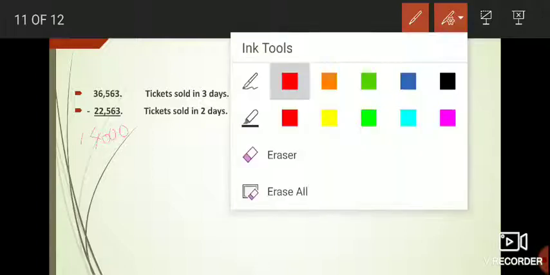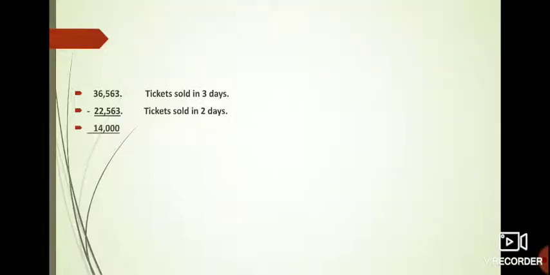See, do the subtraction. 3 minus 3 is 0, 6 minus 6 is 0, 5 minus 5 is 0, 6 minus 2 is 4 and 3 minus 2 is 1, means the total number of tickets sold on the third day is 14,000. So therefore 14,000 tickets were sold on the third day, students.